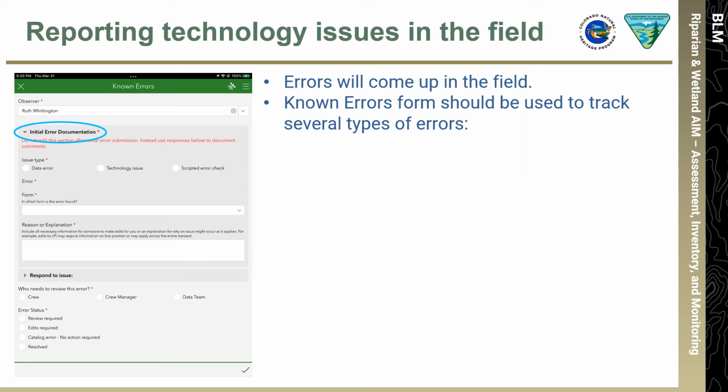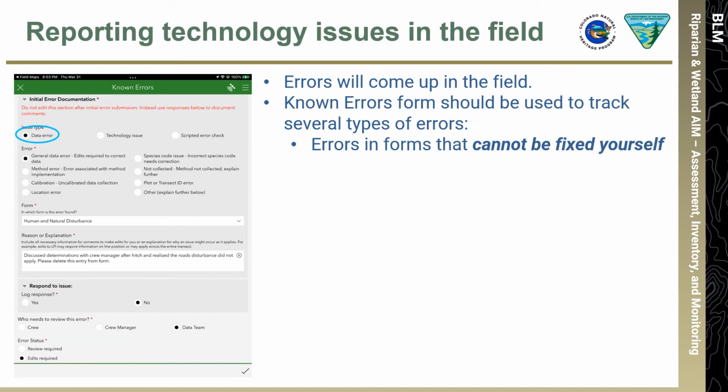To submit a new error, fill out the initial error documentation section of the form. Another section, Respond to Issue, may be used to respond to errors after they have been first submitted. Wait for further guidance from the riparian and wetland team before using this section of the form. The data team is actively working to update guidance on how that might be used later.